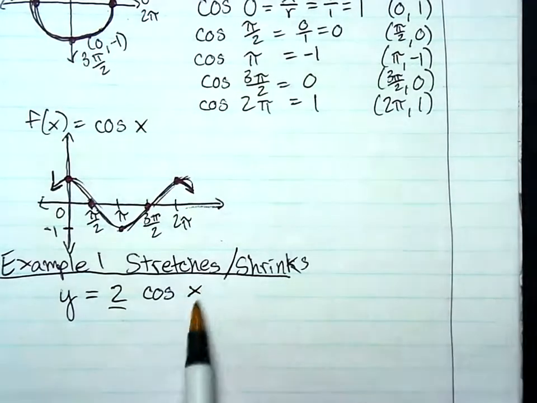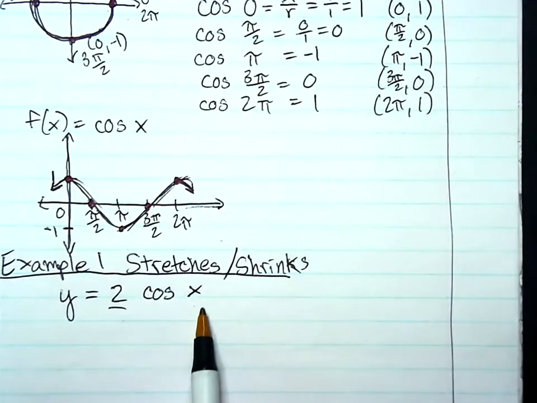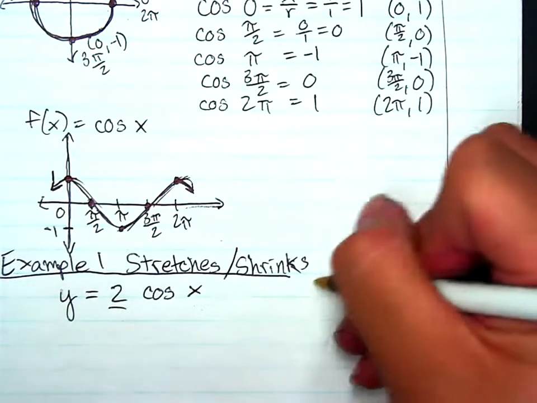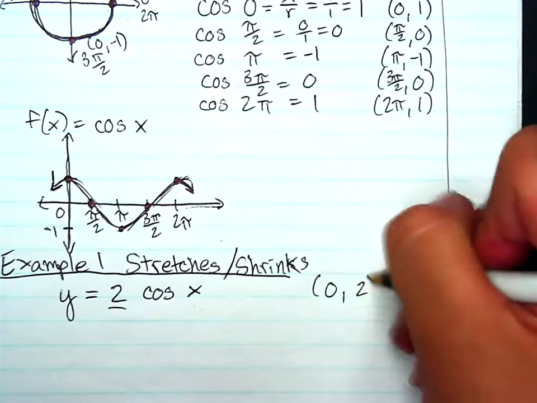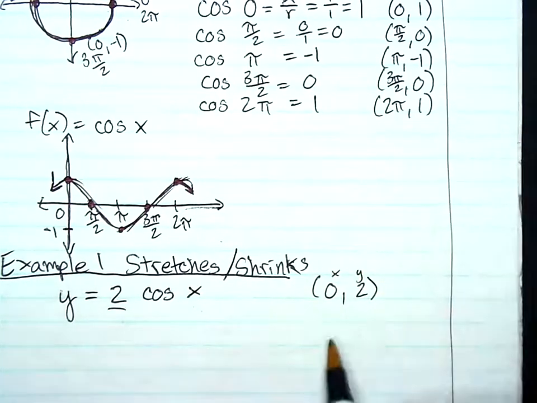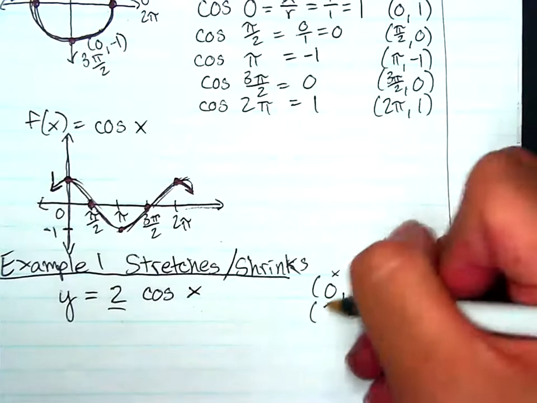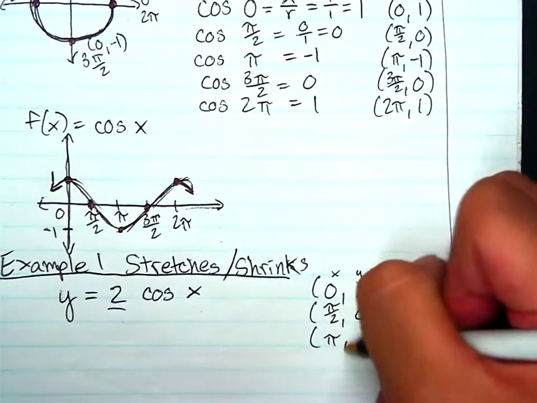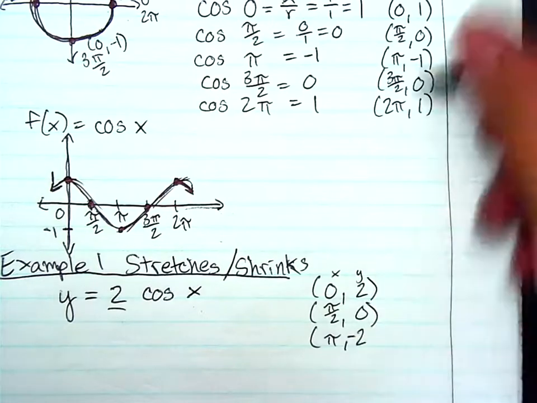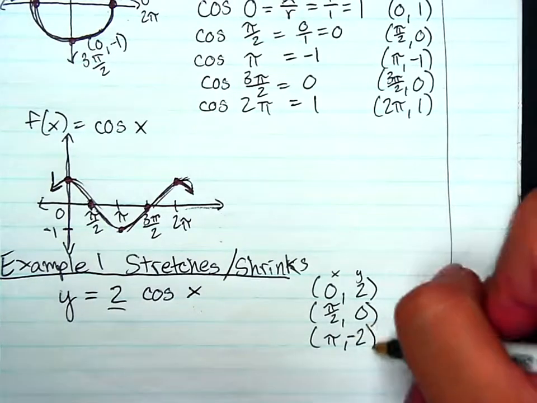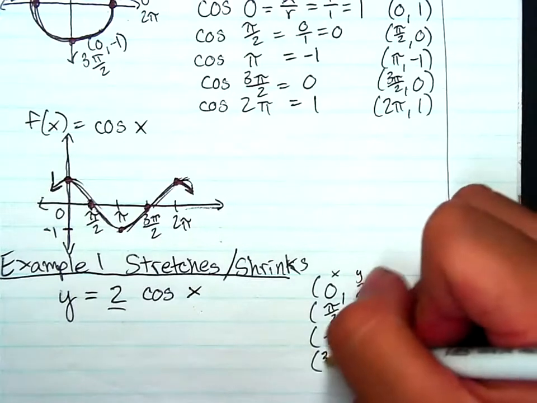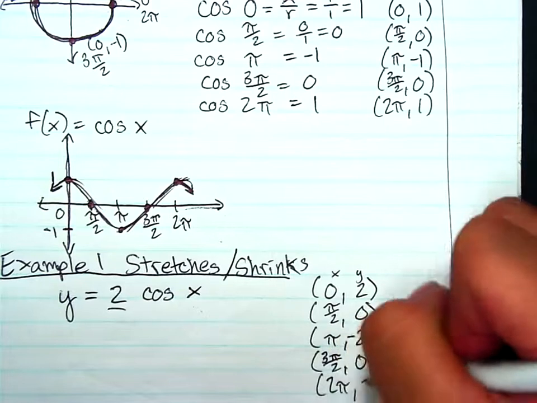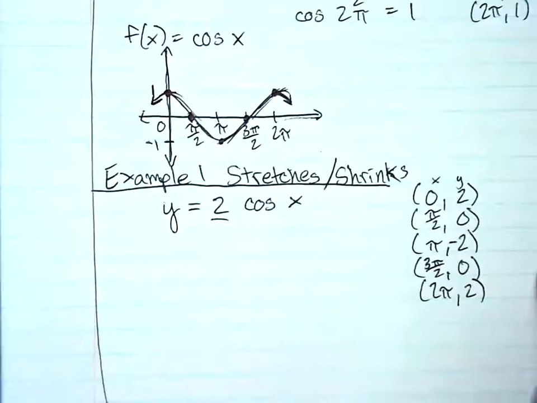When I plug in 0, I still get cosine of 0, and that would be 1. 1 times 2, though, will give me 2. So what I'm really doing is I'm multiplying all of my y values by 2. So let's go ahead and quickly jot those down as coordinate points. Pi over 2, 0, pi, negative 1 times 2 will be negative 2. Again, I'm just looking at these numbers up here, my coordinate points for my original parent function. 0, and then 2 pi, 2. Okay, so I'm going to sketch that in real quick.